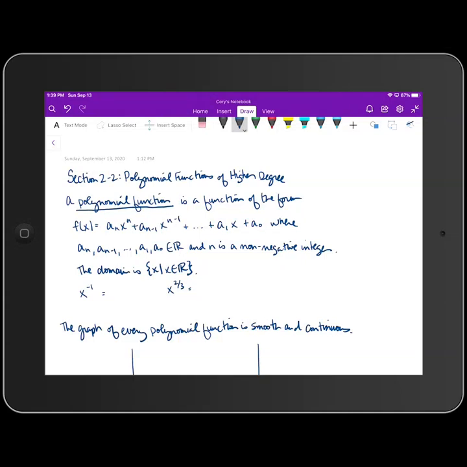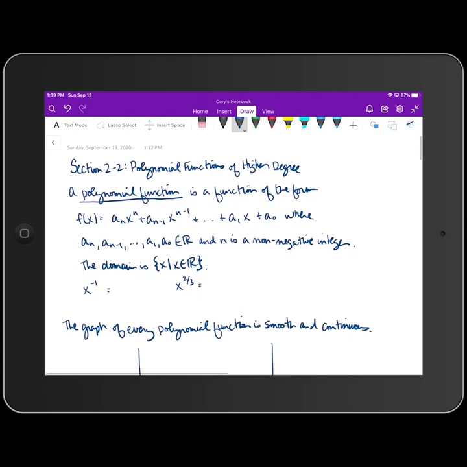All right, we're going to take a look at section 2.2, which deals with polynomial functions of higher degree. In the previous lesson, we looked at quadratic functions, which are polynomial functions of degree 2. Today, we're going to look at polynomial functions of degree 3 or higher. We're going to look at some terminology that we're going to use, as well as how we go about sketching the graphs of polynomial functions of this type.